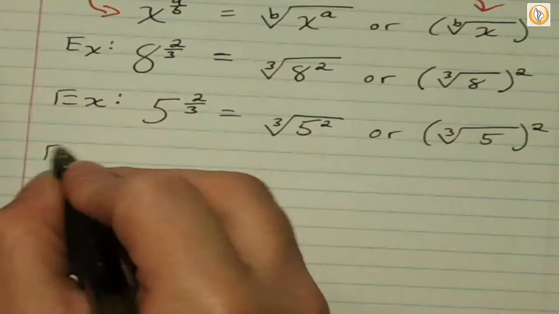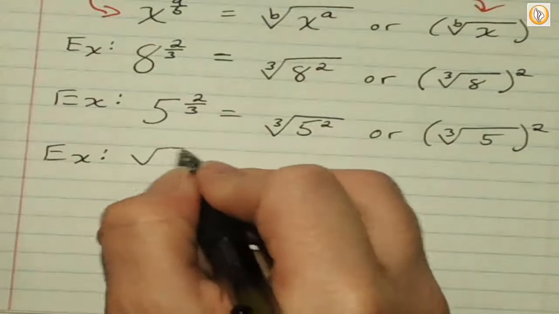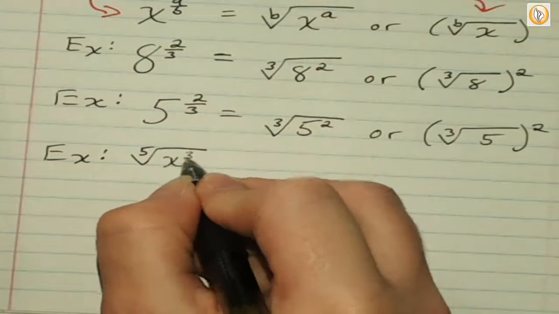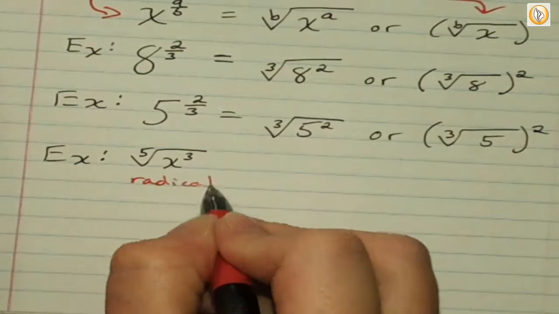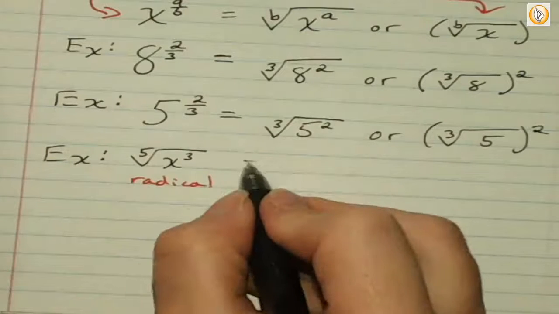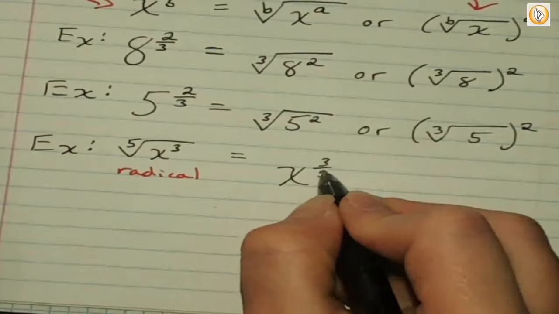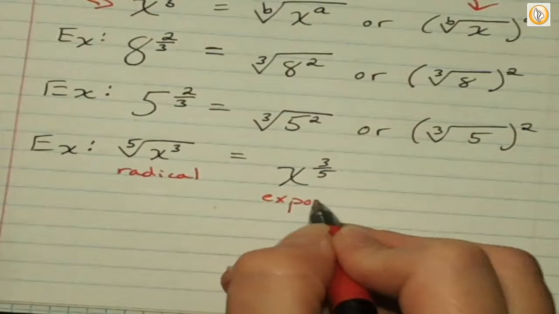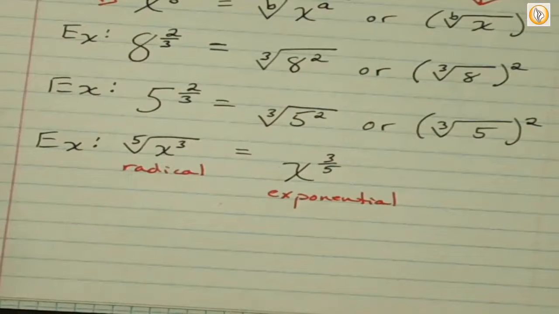All right. What if I give you this, Cecilia? This is the radical form. Cecilia, I want you to give me the exponential form. X to the 3 over 5. Bingo. That's exponential. Any questions?